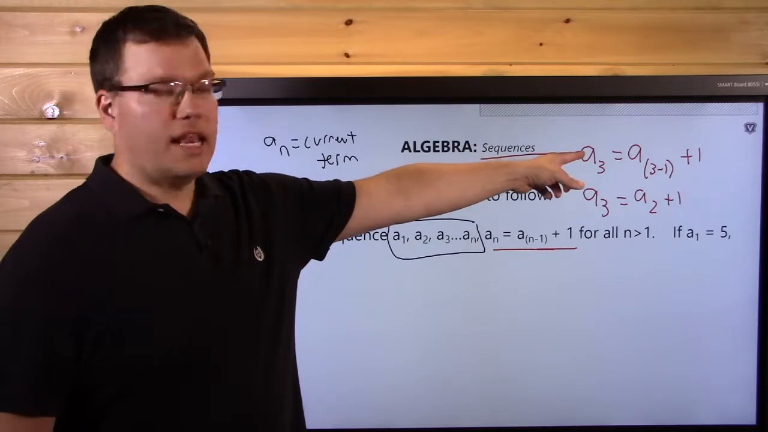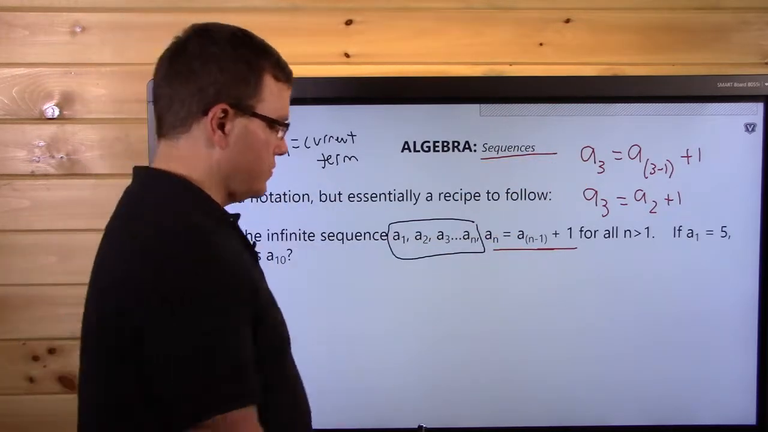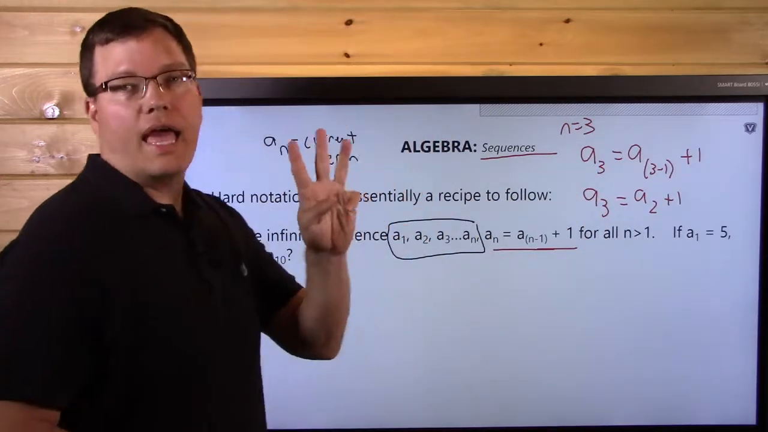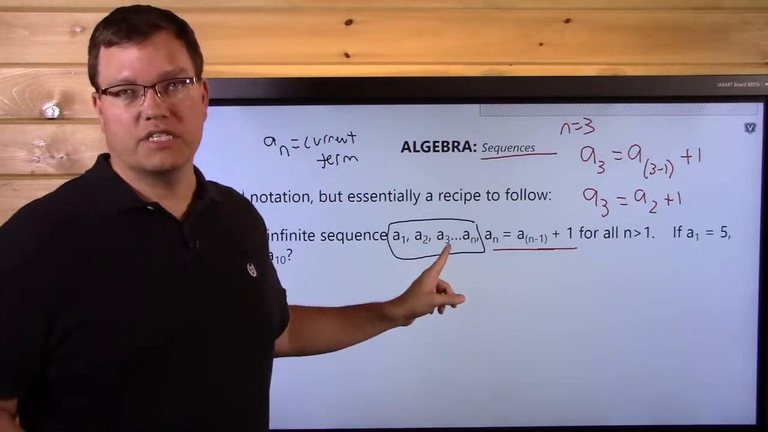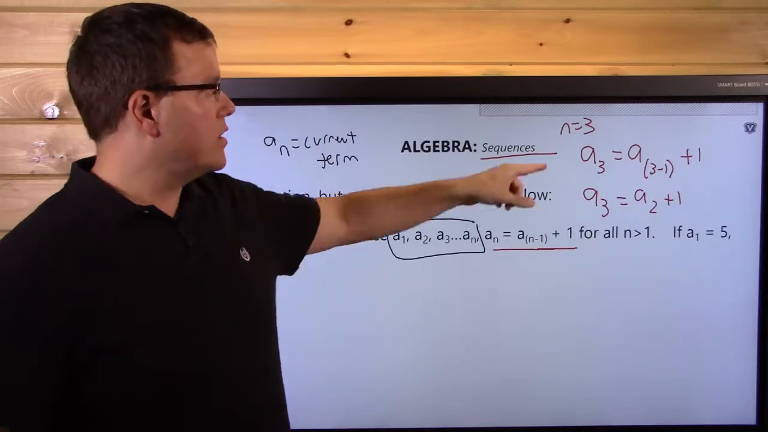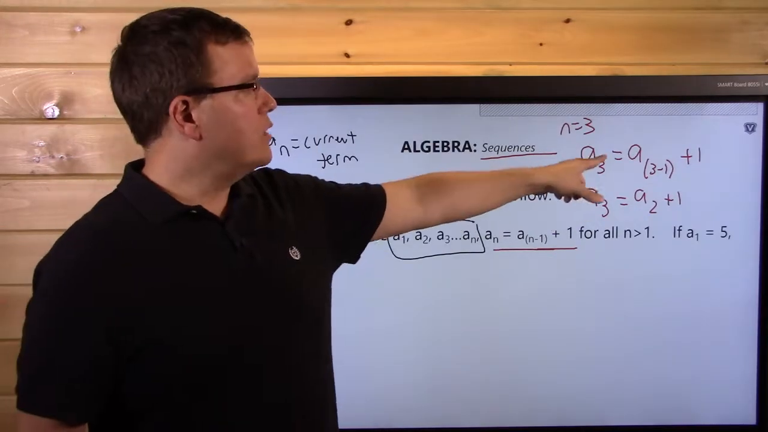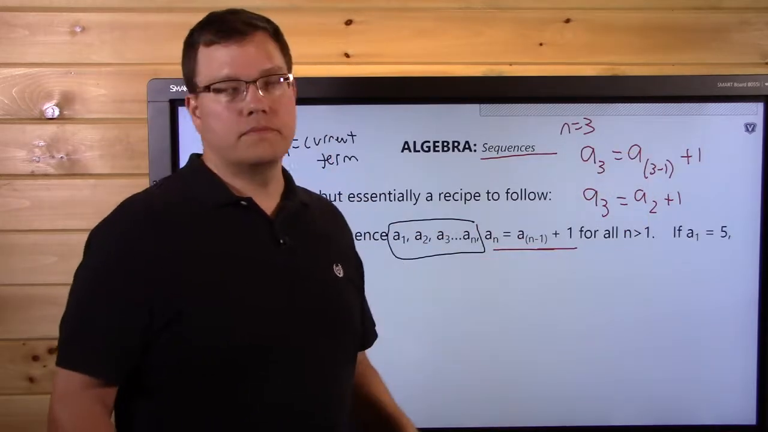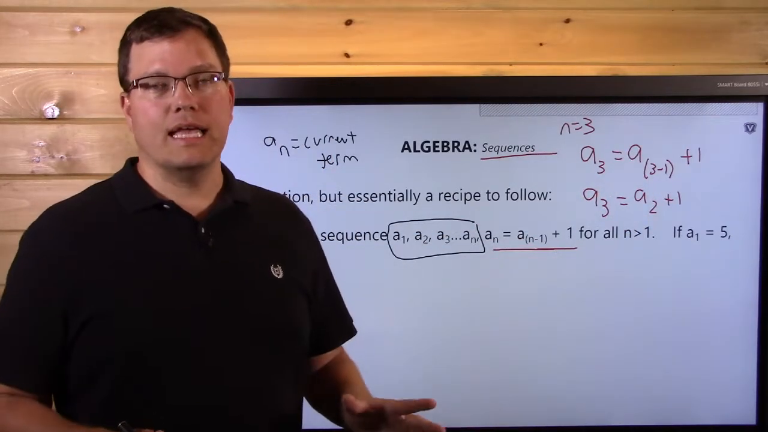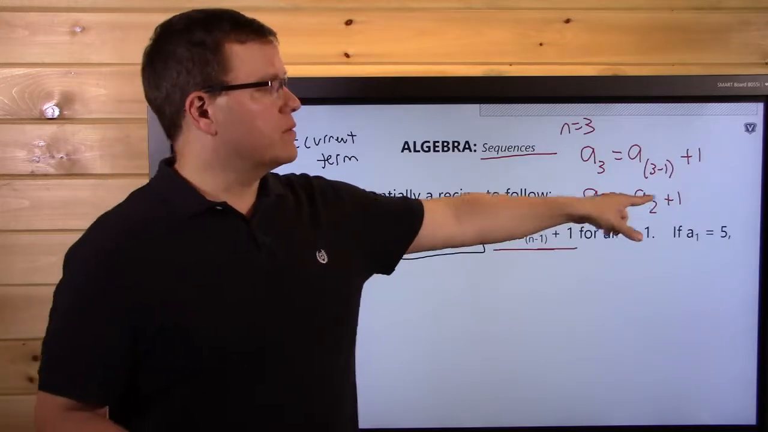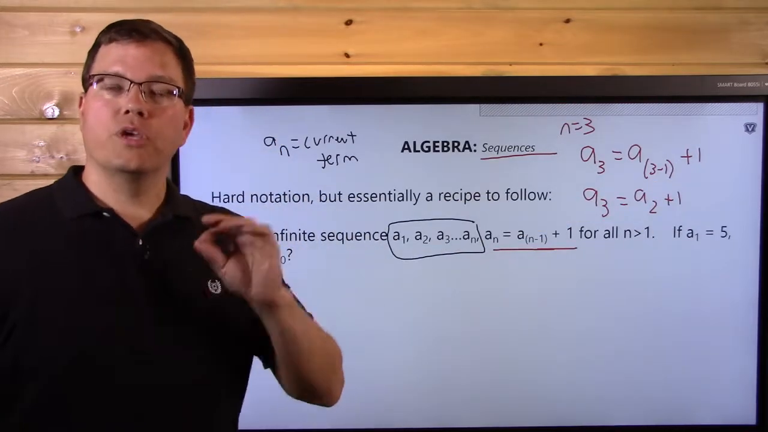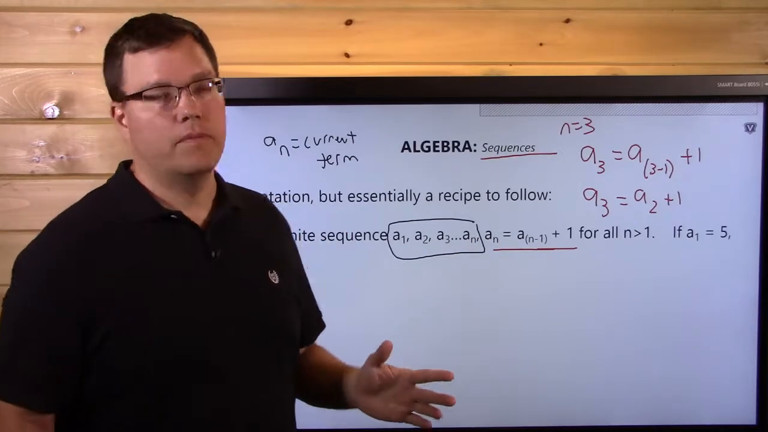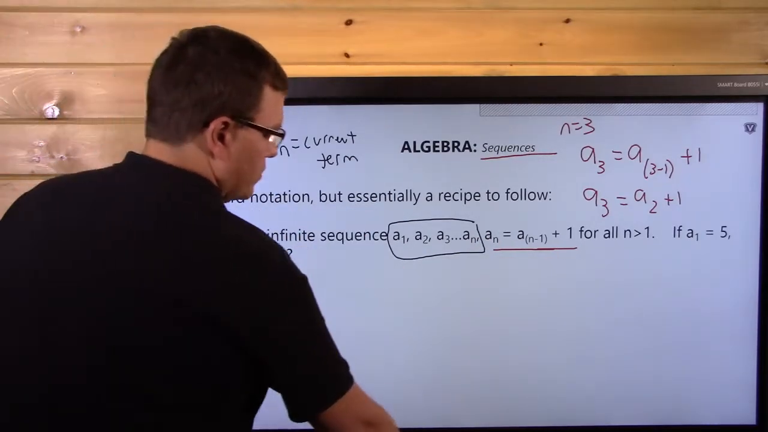Well, let's say that n is 3. If n equals 3, then a sub n, so that's the third term. N equals 3 means the third term in our sequence. The third term is equal to the third term minus 1, which is going to be the second term, and then plus 1. So basically what this is saying is that a sub 3 is equal to a sub 2 plus 1. So as we go on each successive term, we add 1. Pretty simple. And they tell us that a sub 1 equals 5.